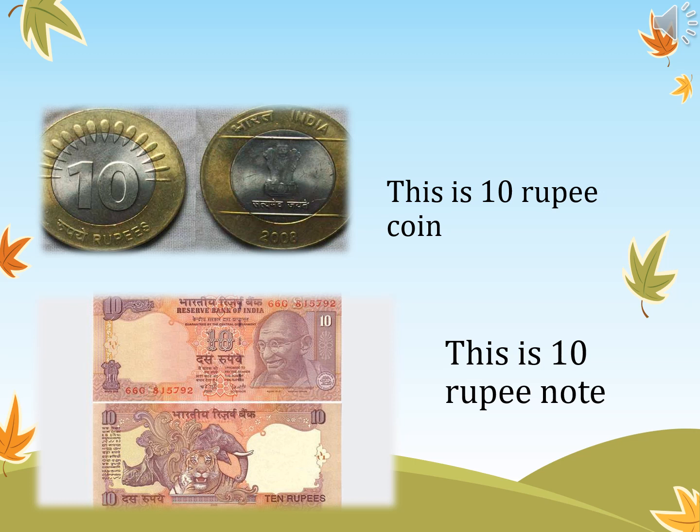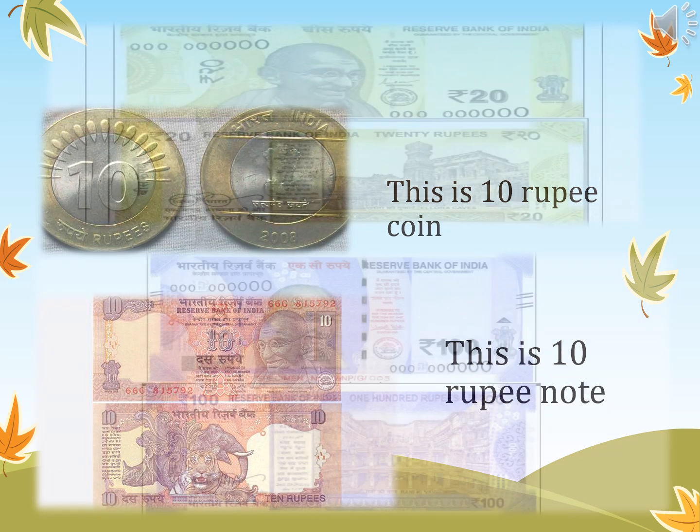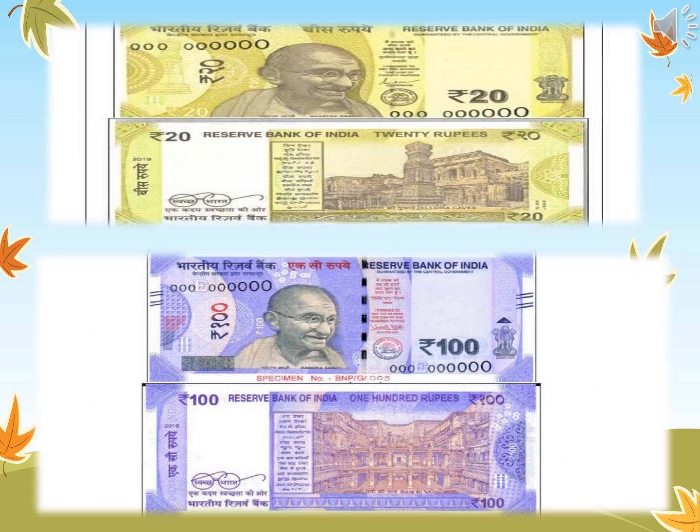Now we have all the notes further. We do not have any coin above 10 rupees. Let's study further notes. Here is a 20 rupee note. This is the new version, the new color note. Earlier this used to come in a different color, which is quite orangish. You can use both the notes.